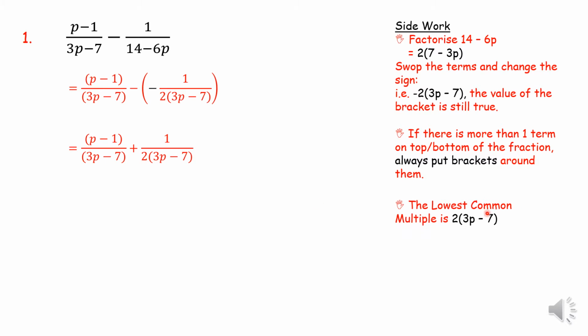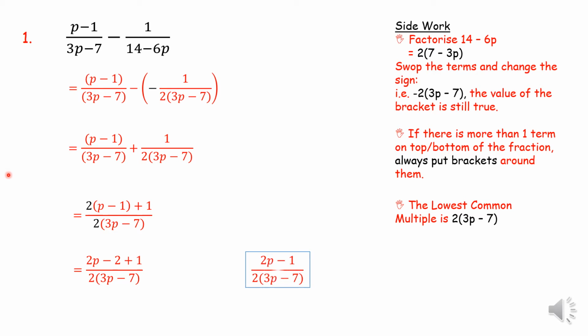So that is going to be the LCM, and the only thing you need to do is the term on top must be doubled. Once you do that, you clean it up, and you should get 2p minus 1 upon 2 times 3p minus 7. No need to multiply out the denominator.